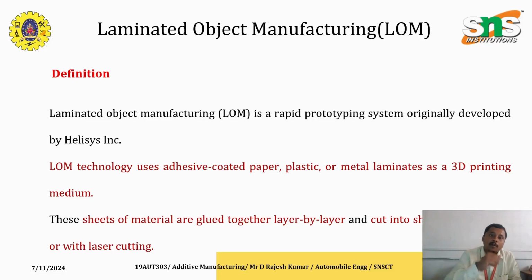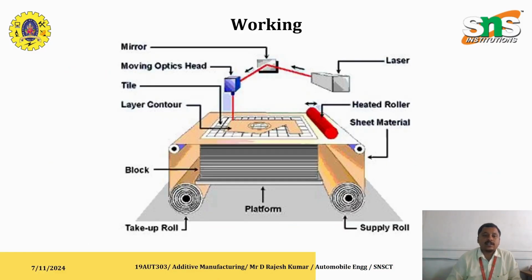The geometry is prepared using a CAD model, and there is a laser at the top of the equipment which scans the material and cuts the profile according to the given CAD model. This is the difference between normal additive manufacturing techniques and laminated object manufacturing. This is the schematic working principle of laminated object manufacturing.